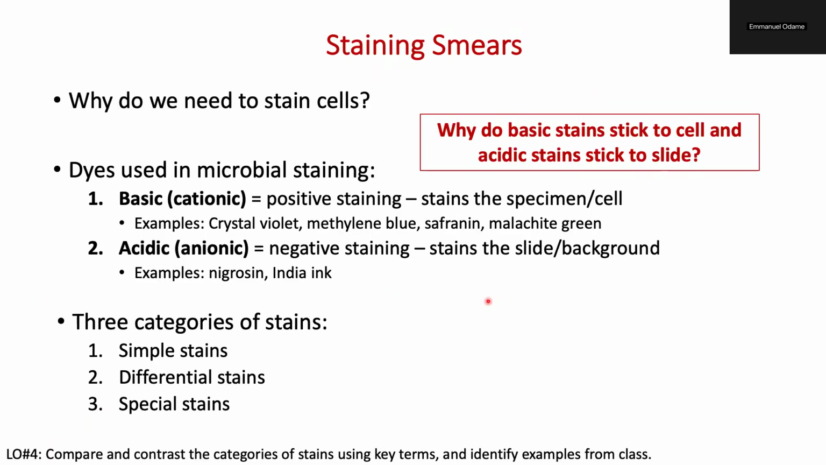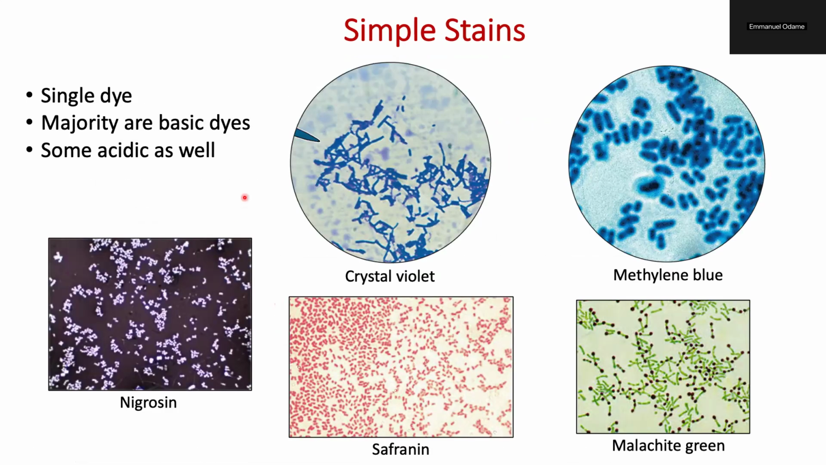So now we know that we use dyes to stain, and it's either you are using the basic, which stains the organism, or you are using the acidic, which stains the background of the slide, so that you'll be able to see. The first thing we tackle is the simple stain. With a simple stain, you are using only one stain or one dye. The majority of dyes are simple stain or basic dyes, and some of them are acidic, but most of them are basic.